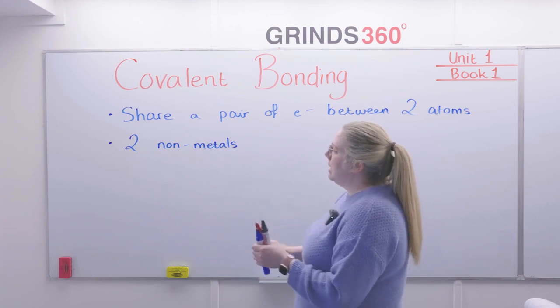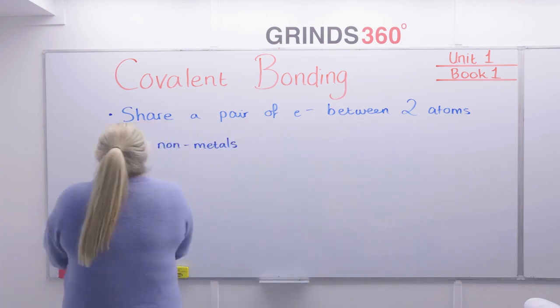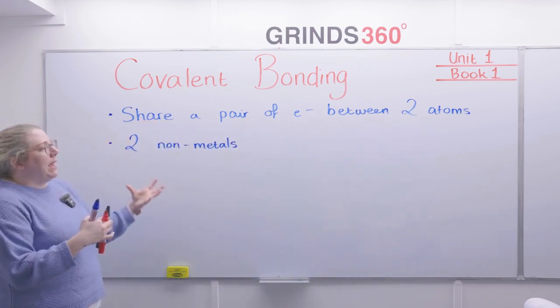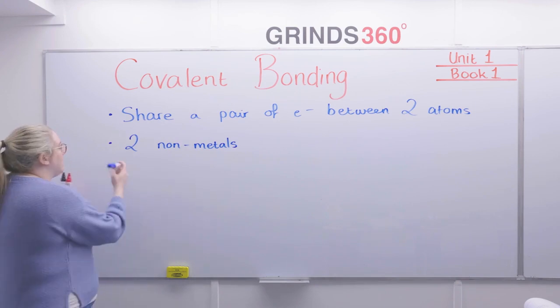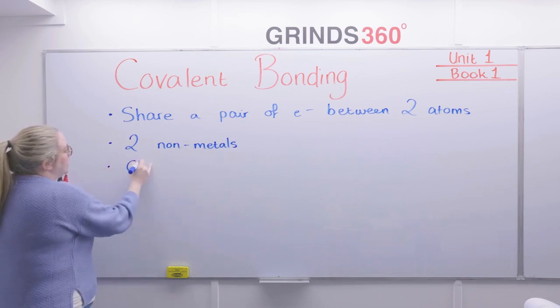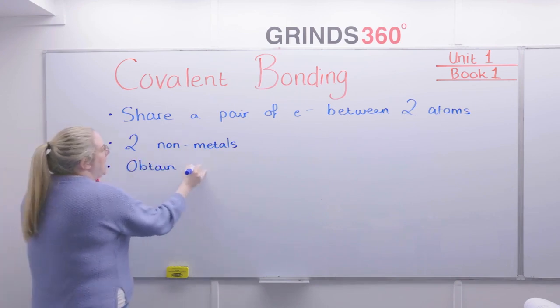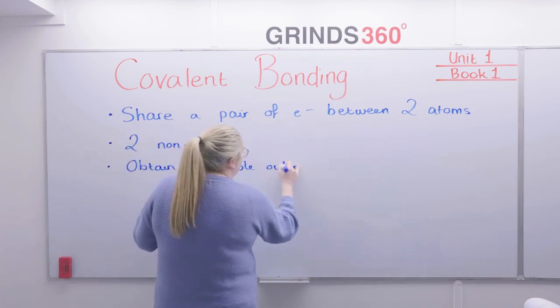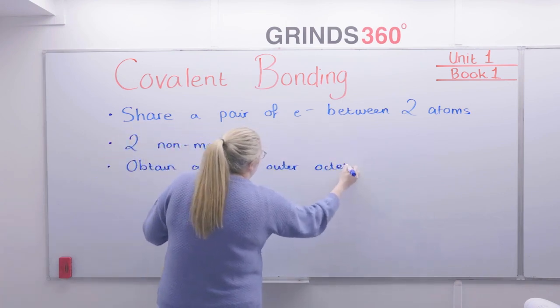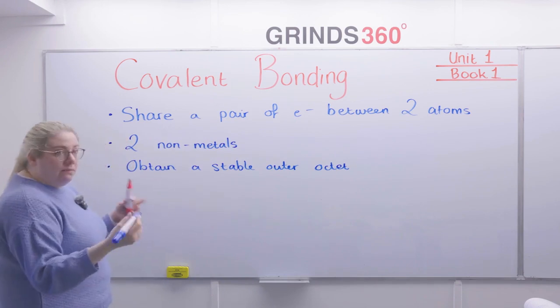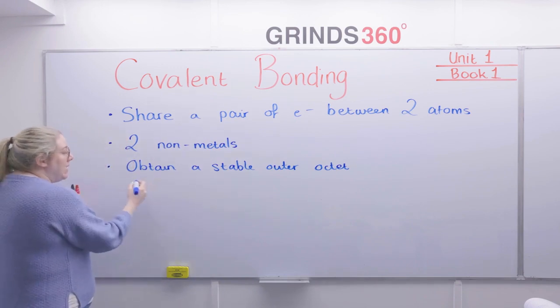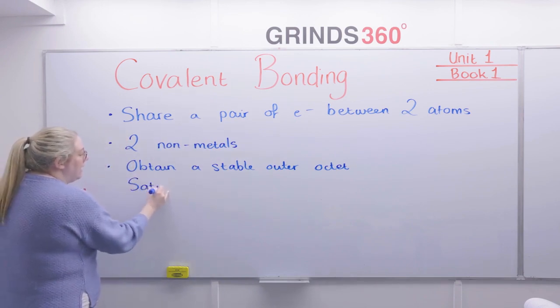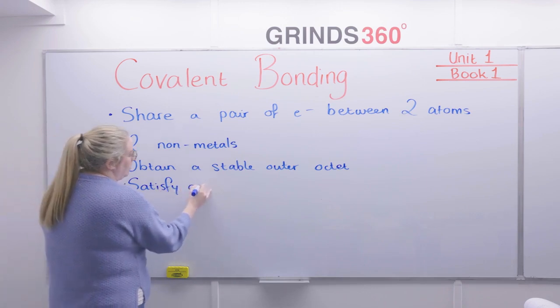Right, so two nonmetals. Now, when you have two nonmetals sharing a pair of electrons, why do they do that? They will do that to obtain a stable outer octet. Now, that's the language that we need to be using in the exam. Another phrase that you can use instead of that would be to satisfy the octet rule.